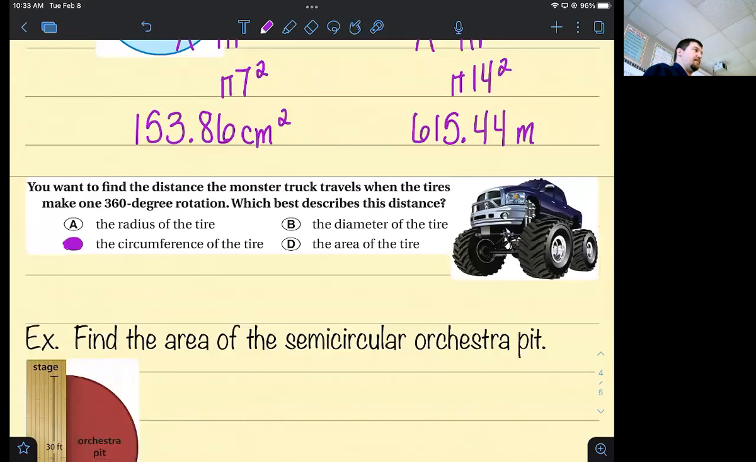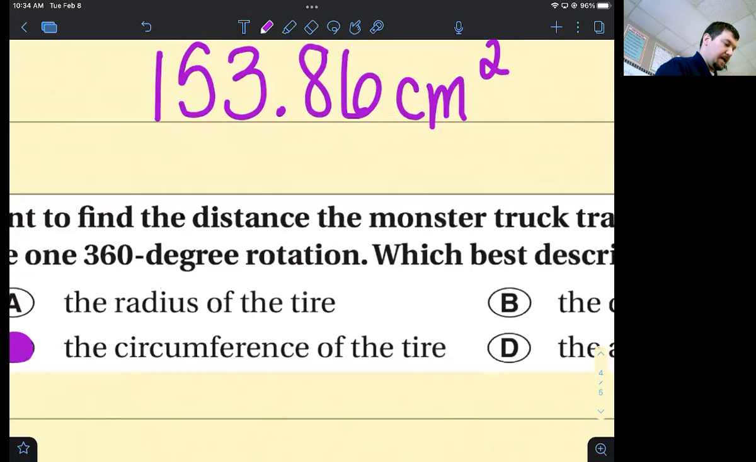Or maybe even easier, you could measure from the top of the tire to the bottom of the tire. That's the diameter. Times that by 3.14, and it's going to give you the same length. If I know that distance, I'll know how far the truck travels when that tire makes one 360-degree rotation. It could be 12 feet. But it's not the space inside the tire. The space inside would be area. Notice how it says, what is the distance? So it's a length.